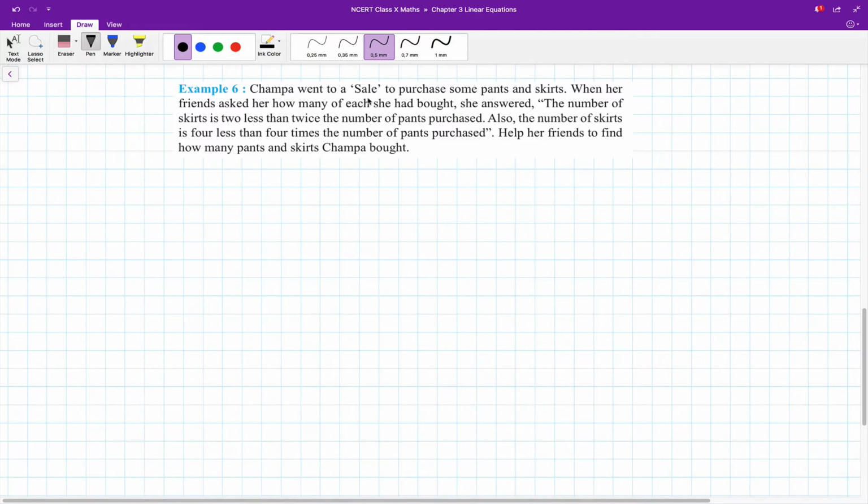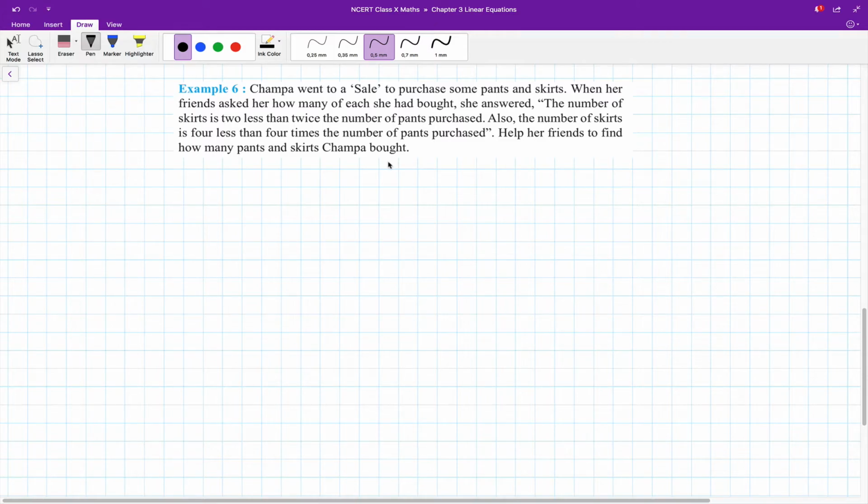Champa went to a sale to purchase some pants and skirts. When her friends asked her how many of each she had bought, she answered, the number of skirts is 2 less than twice the number of pants purchased. Also, the number of skirts is 4 less than 4 times the number of pants purchased. Help her friends to find how many pants and skirts Champa bought.